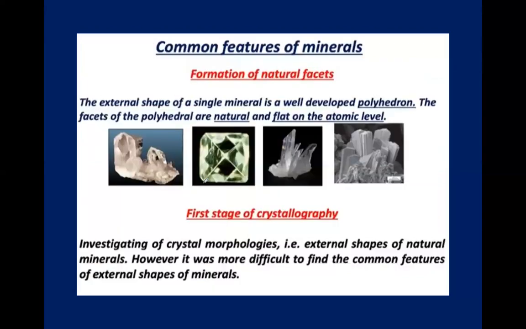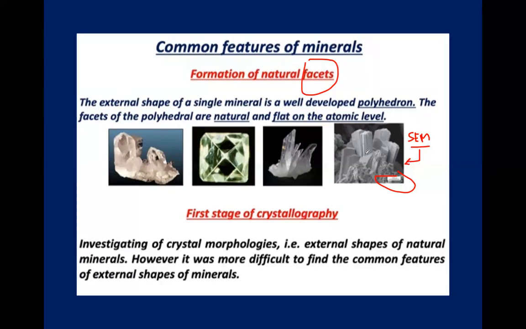So this is the formation of natural facets. For different minerals, you can see them macroscopically as well as microscopically, even at very small scale. This is nanometer scale. This is an image from SEM. SEM means secondary electron microscopy. So you are viewing here a secondary electron image, obtained from a secondary electron microscope.